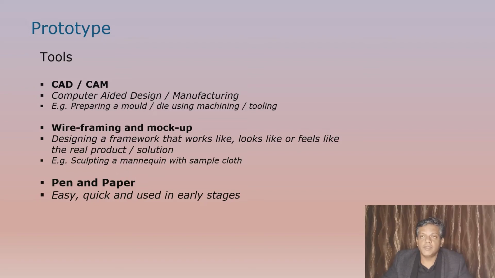There are some of the tools that you can use during prototyping listed on the screen right now, like CAD/CAM. It's nothing but computer-aided design or manufacturing. For example, preparing a mold or die using machining tooling. Then you have wireframing and mockup when it comes to especially software products, apps, applications, etc. It's about designing a framework that works like, looks like, or feels like the real product or solution. It can be applied to even hardware products. Example, sculpting a mannequin with sample cloth to give the user a look and feel of how that particular cloth would look if they were to wear it.